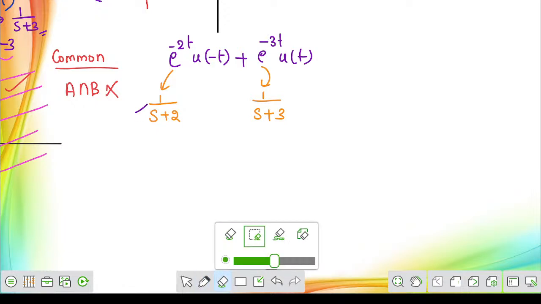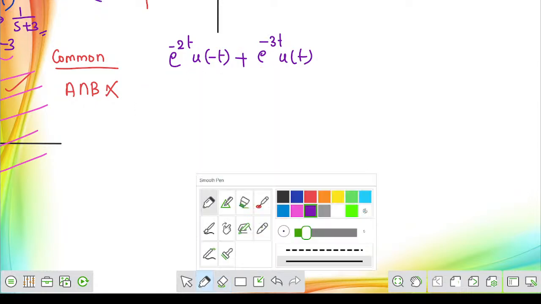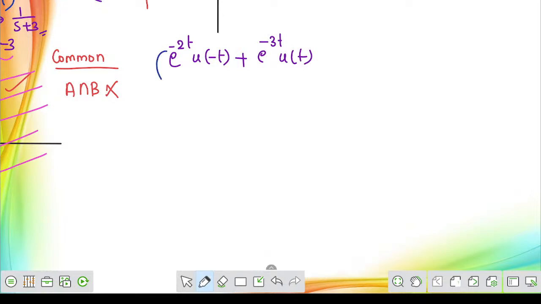Listen, while developing our region of convergence, there is no need to do all these things. Only focus on the given. What is given here? It is given minus 2. Okay, then first write down region of convergence will be minus 2. For the second one, what is given? Minus 3. Okay, write down region of convergence will be minus 3.